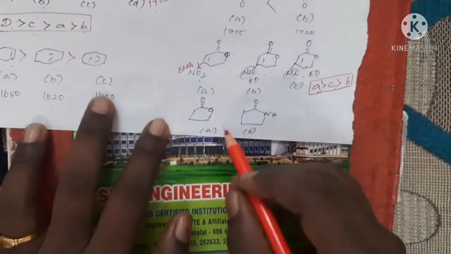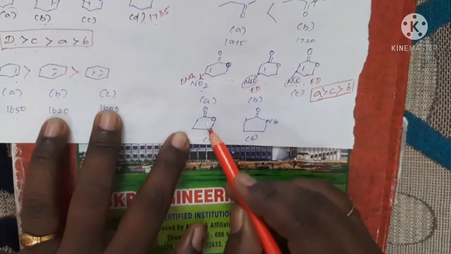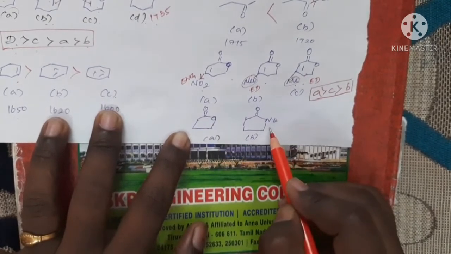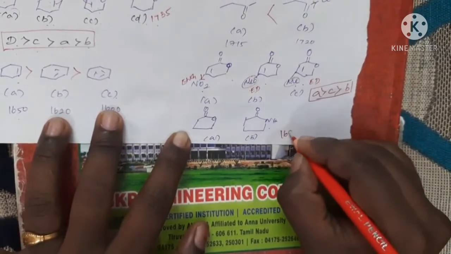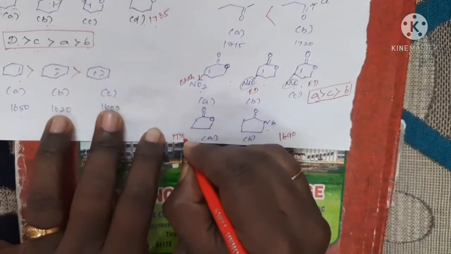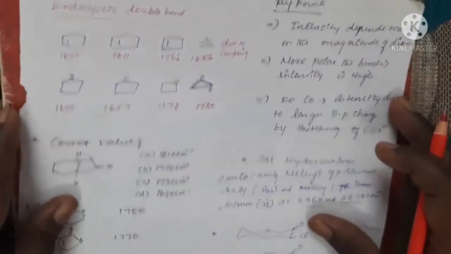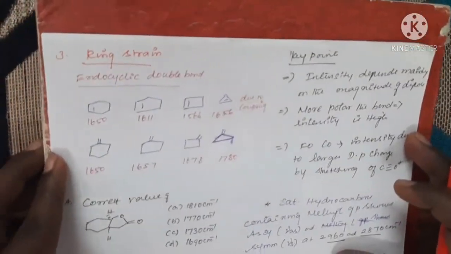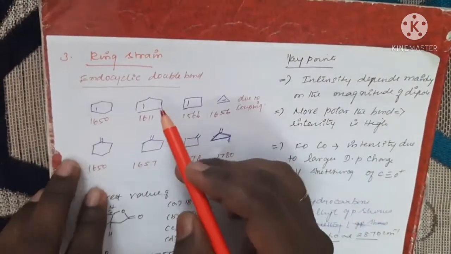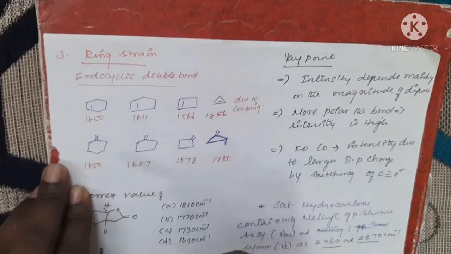Okay, and the final example is these two. Here, the 5-membered ring with an ester group and an amide group. The amide group frequency is 1690 to 1680, and the ester is 1735. Automatically, A has a higher frequency than C. In the next example, ring strain. Ring strain is also one of the important factors, and in ring strain we will discuss different things.